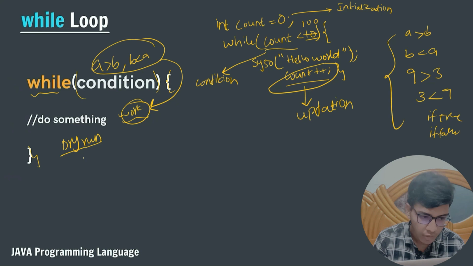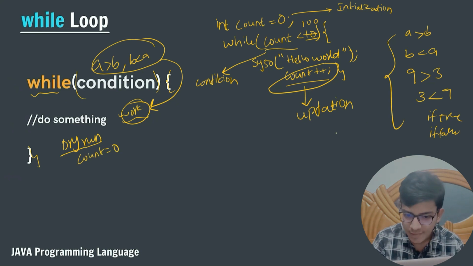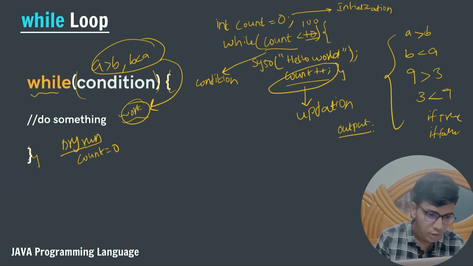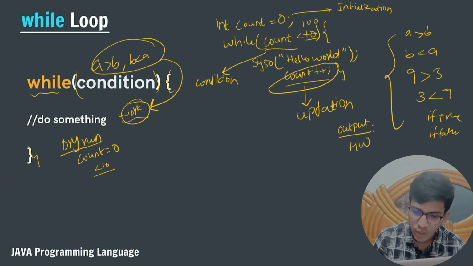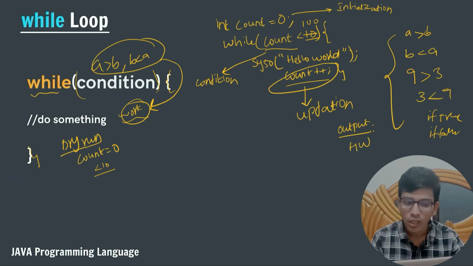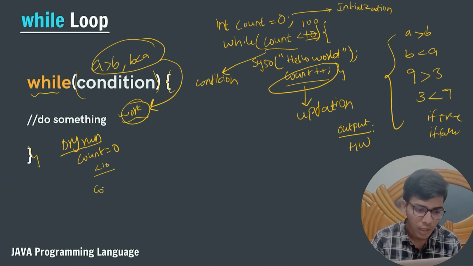So initially our count is equal to 0, and let us consider this is our output screen. So count is equal to 0. We can see that count is less than 10. Condition is true. So we will print hello world the first time, and count will become plus plus. That is, we will increment the value of count by 1. That is, count will become 1.